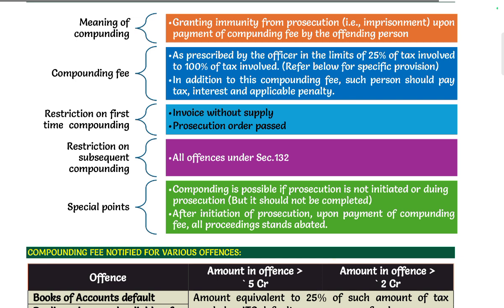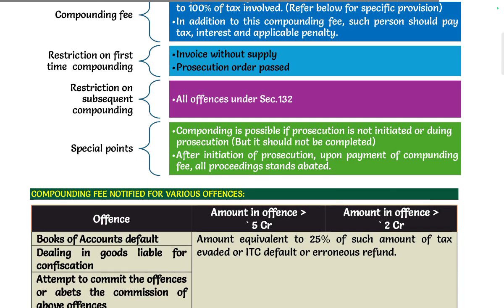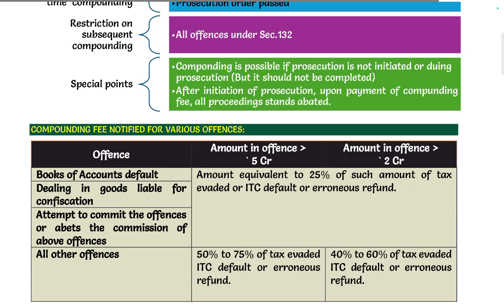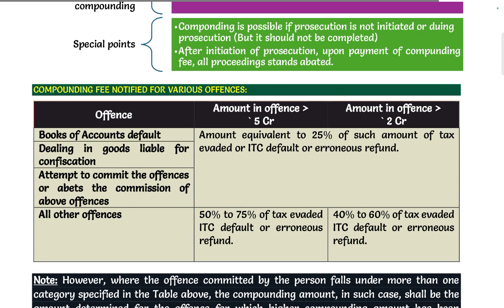Prosecution order passed. Restriction on the subsequent person. For all offences under Section 132, special points: compounding is possible even before prosecution is initiated, and after the initiation of prosecution, upon payment of compounding fees the proceedings shall be dropped.